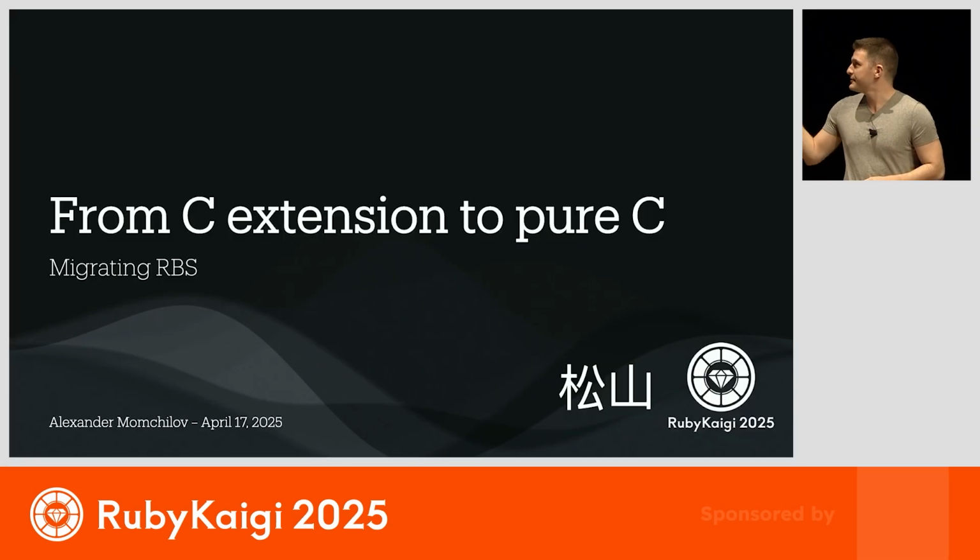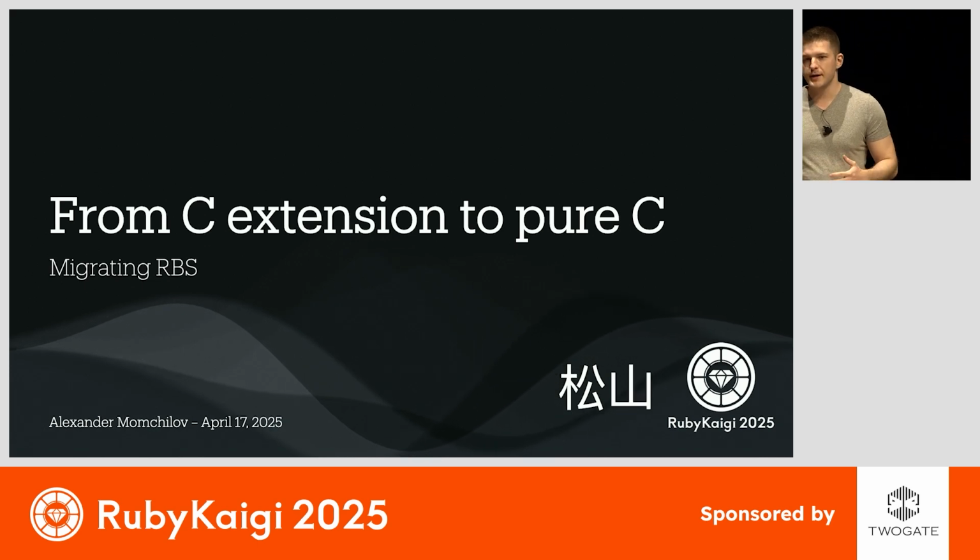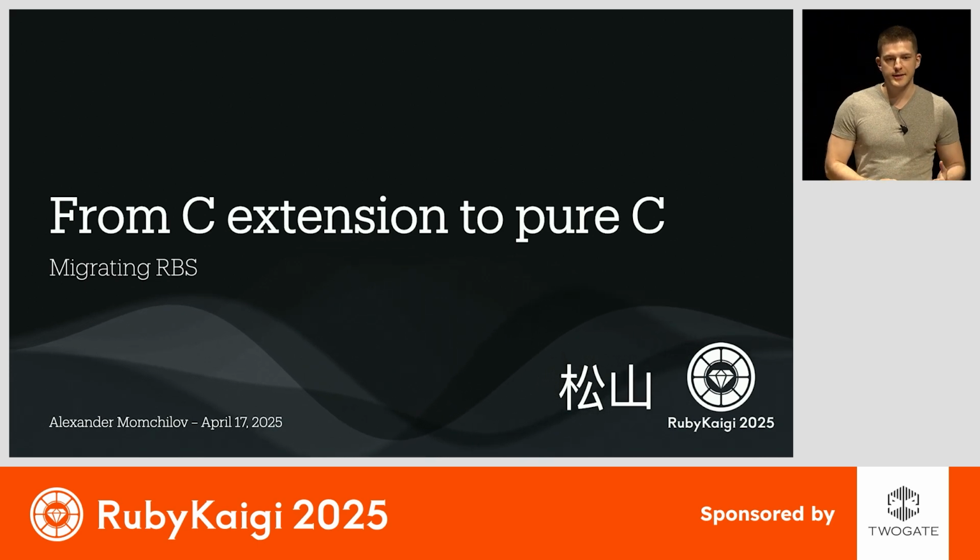Welcome to my first ever conference talk. It's called From C Extension to Pure C. And it's a story of how my team and I migrated RBS from being a Ruby gem with a C extension to a Pure C library.